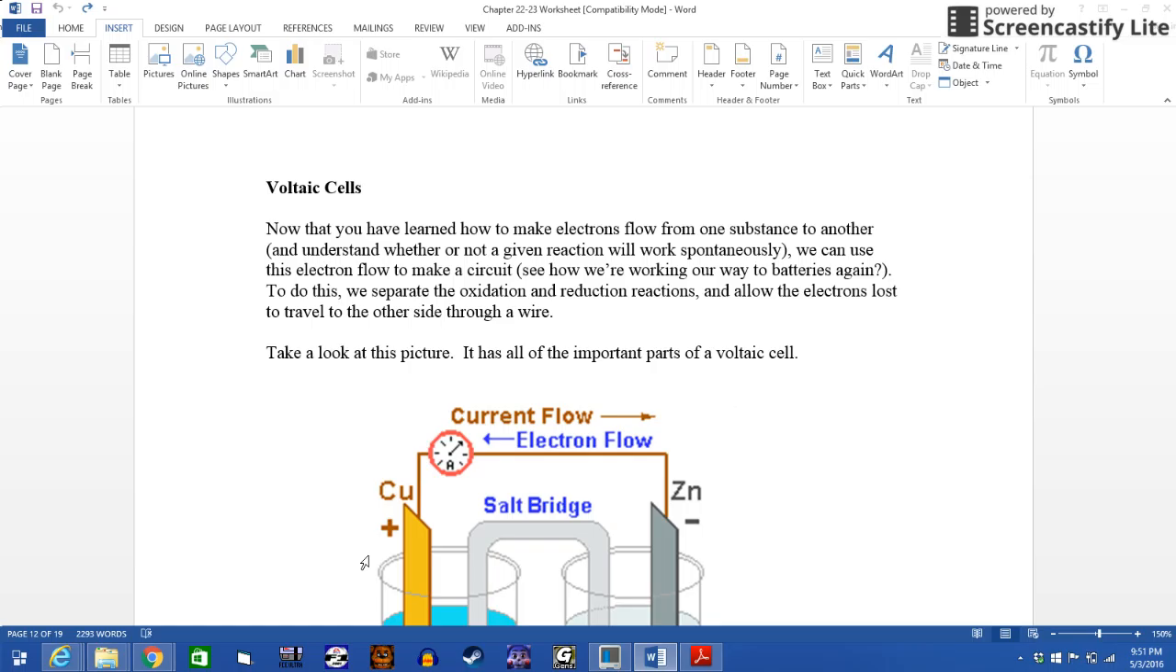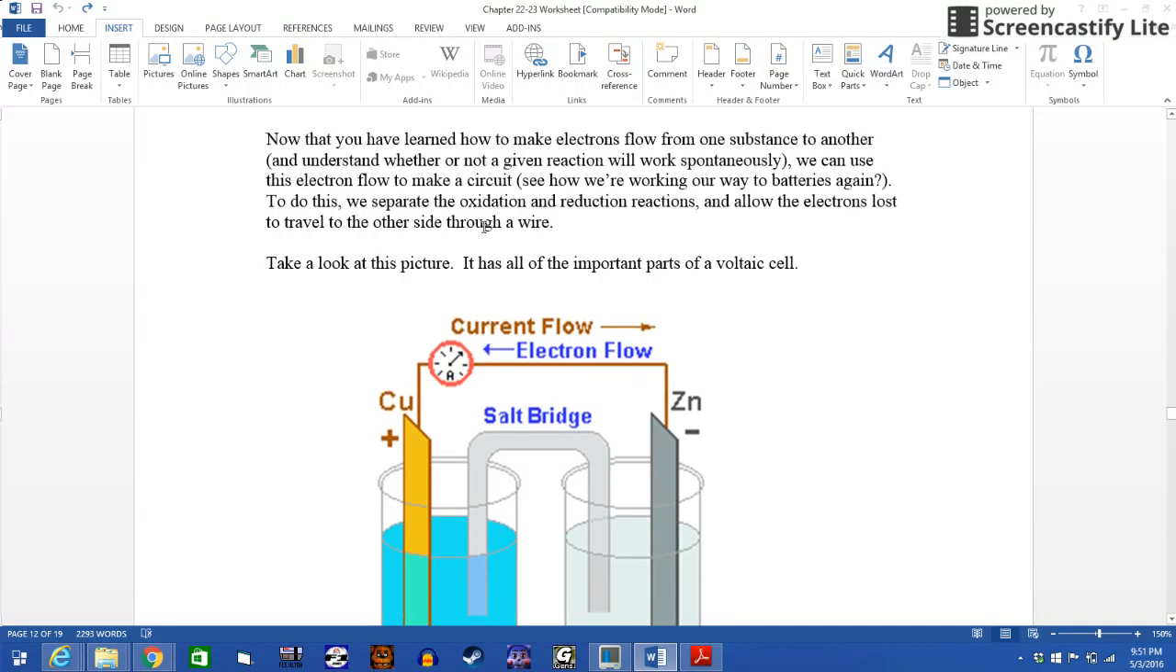Flow from one substance to another, and understand whether or not a given reaction will work spontaneously, we can use that electron flow in order to make a circuit. This is going to help us understand how batteries work, because batteries are really voltaic cells. To do this, we separate the two reactions, and then we capture those electrons. We allow the electrons lost to travel to the other side through a wire.